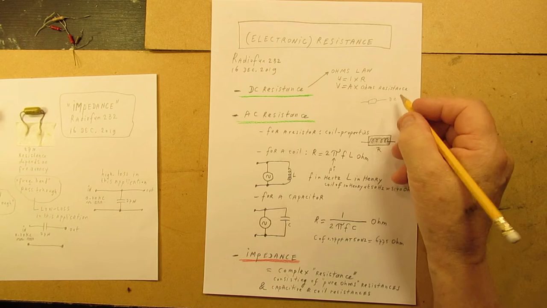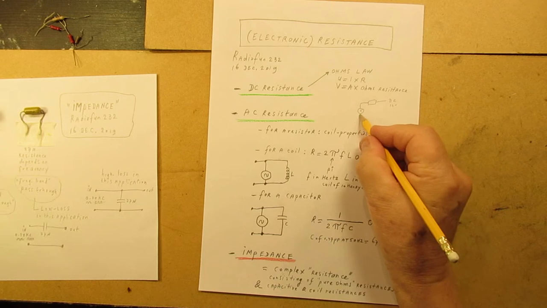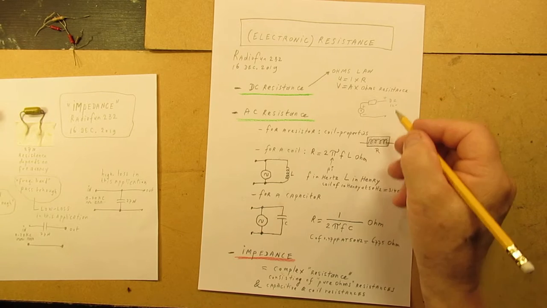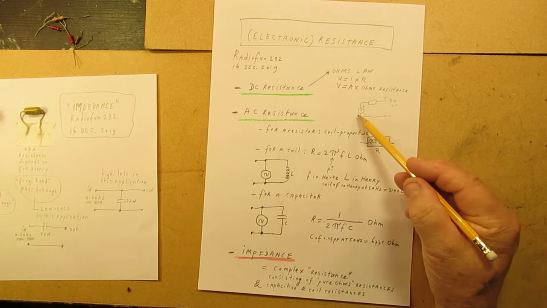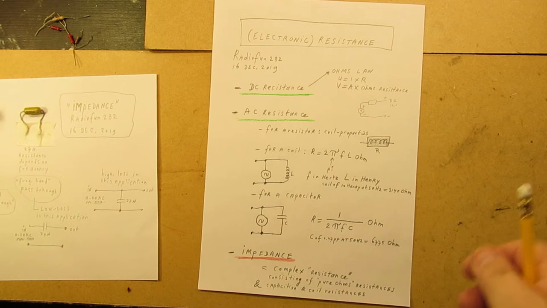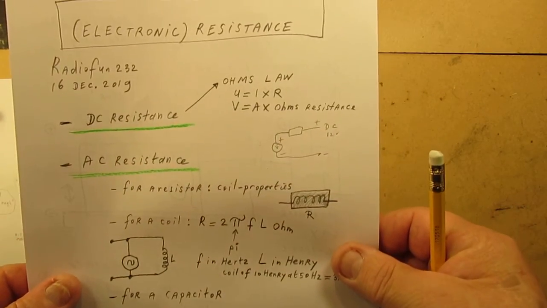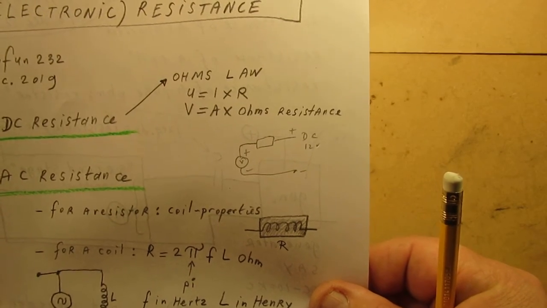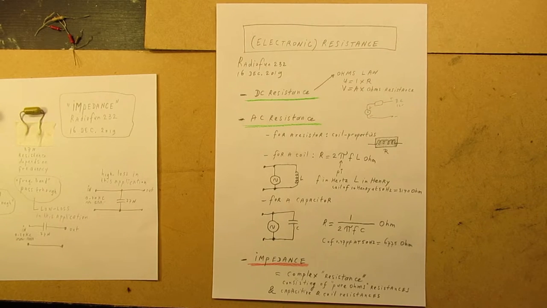say here is DC 12 volt, here we have a voltmeter, and this is the plus of the voltmeter, this is the minus, here's the plus and here's the minus. A certain current will start to flow, and there is no effect whatever from, say, capacitors or inductors. So that's this circuit. And you can use Ohm's law, no problem.